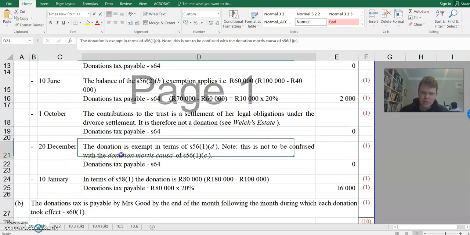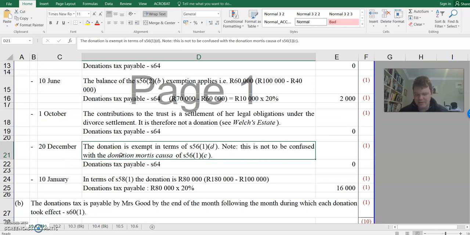You're then told on the 20th of December, she gave 5 million, this woman is rolling in money, to each of her 2 children, but the donation will only take effect when she dies. Remember, this is a donation in respect of death, not a donation mortis causa, but in truth, it's treated the same way. So because this only takes effect when she dies, it's not going to be subject to donations tax. It'll actually be subject to estate duty. So we'll worry about it then.